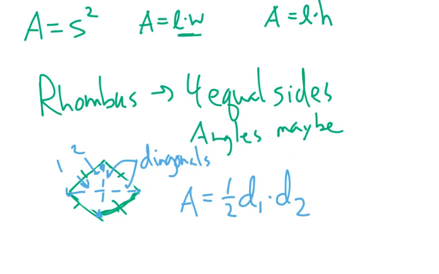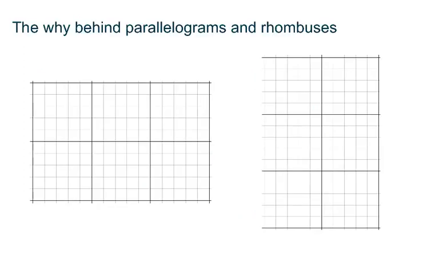Now, before we get much further, let's talk about the why behind these new formulas. So let's take a look at why these formulas are what they are. Let's draw a parallelogram on this one. So I'm going to make this one go about 1, 2, 3, 4, 5 units like that. Down here, let's go a couple more units, but then go 5 units that way. Connect those lines, just like that.